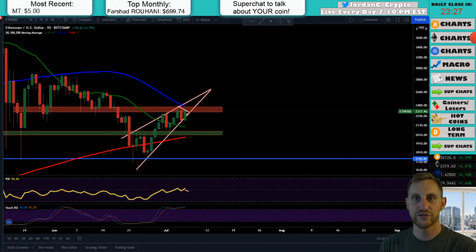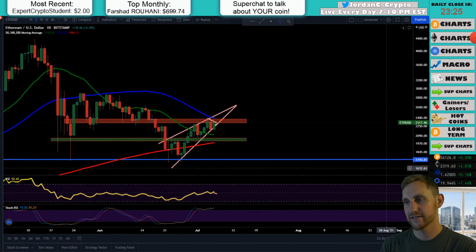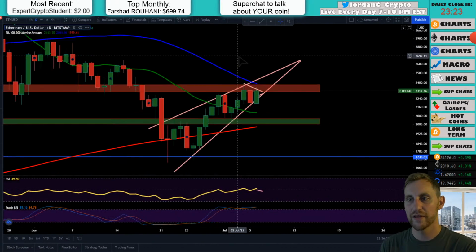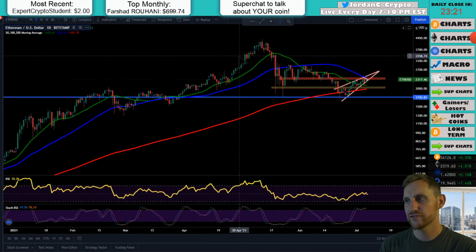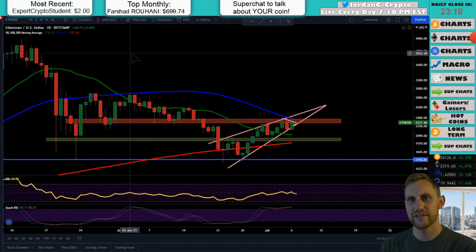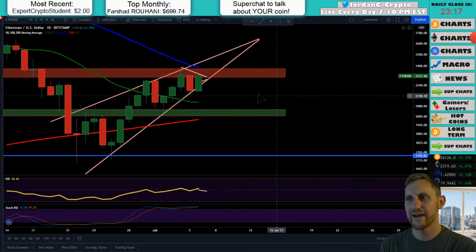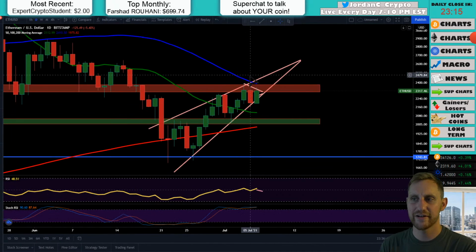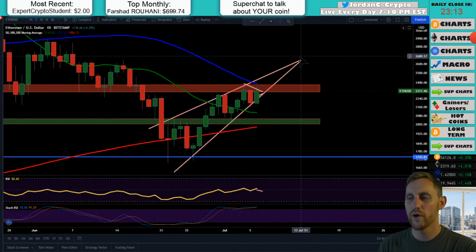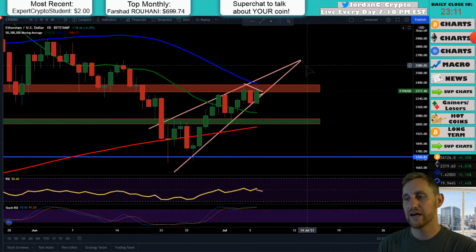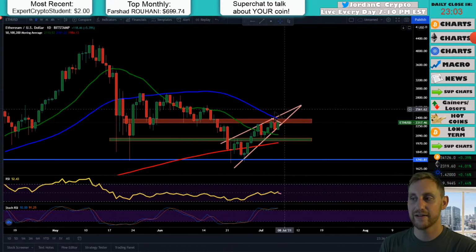Switching on over to the daily. What are we doing here on the daily time frame? Well, the 50-day moving average is giving you some headaches here for Ethereum, but you're still clearly way above the 20-day and obviously far ahead above the 200-day now. So looking good here as far as moving averages go on the daily.